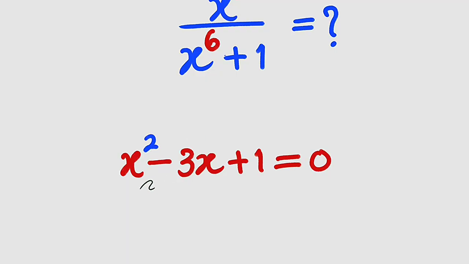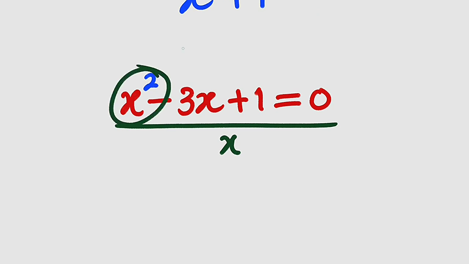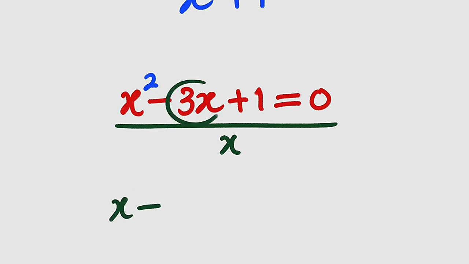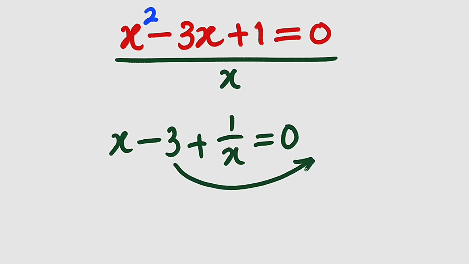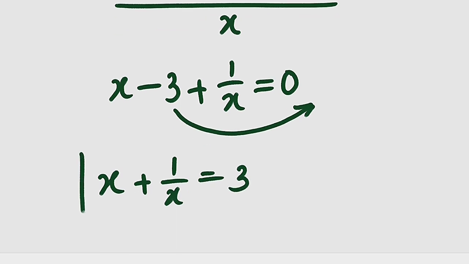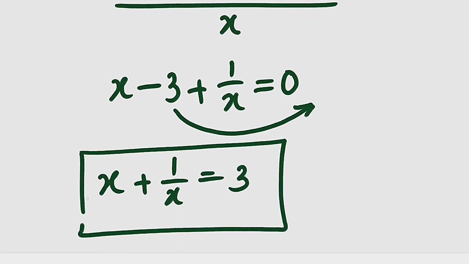So here is the equation. I would like to divide every single term by x. The first term, x squared divided by x, will give us x. Minus 3x divided by x will be 3, then plus 1 divided by x, equal to 0 divided by x, which is still 0. Then we can take negative 3 to the other side. We have x plus 1 divided by x equal to positive 3. Here is an important equation. Let us keep it here.